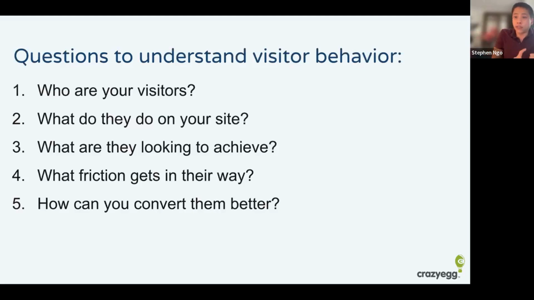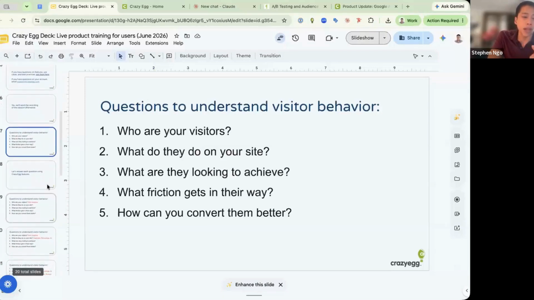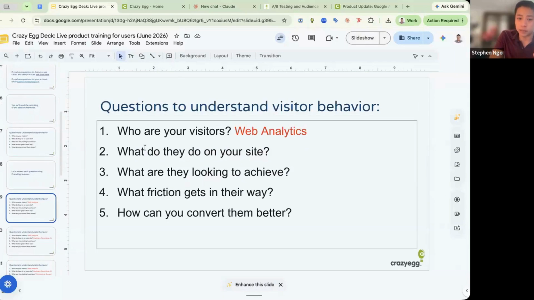So first, imagine that I'm looking at my website data for the first time and trying to understand what's happening, and how do I improve my website right now so I can improve its performance. The first question you need to ask is, who are your visitors? Where are the visitors coming from, what's their traffic source, which pages are they visiting, all these different things. The main way to answer this through Crazy Egg's features is through web analytics.